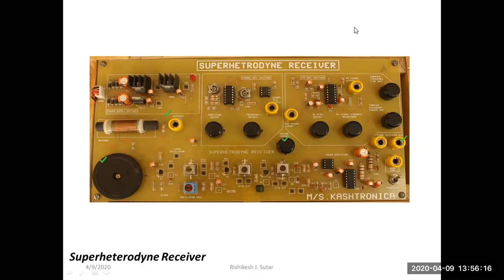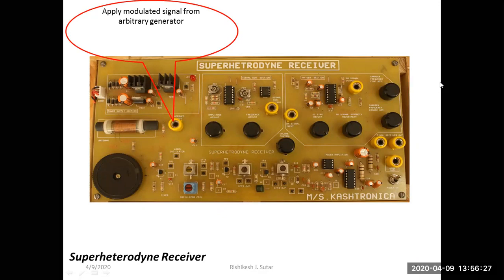So let us start with the actual demonstration. You will use an arbitrary function generator, and from this arbitrary function generator I can apply the modulated signal to the input of the superhead receiver. The settings for the modulated signal would be 625 kilohertz frequency, 200 millivolt peak to peak, and 30% depth. These are the modulated signal parameters, and 400 hertz is the modulating signal frequency. So this modulated signal will be applied to the input of the superhead receiver.